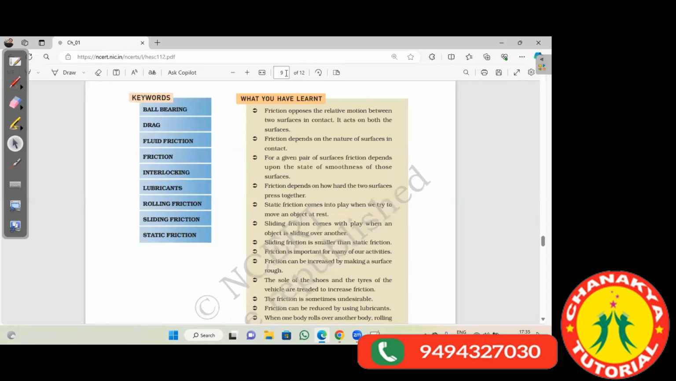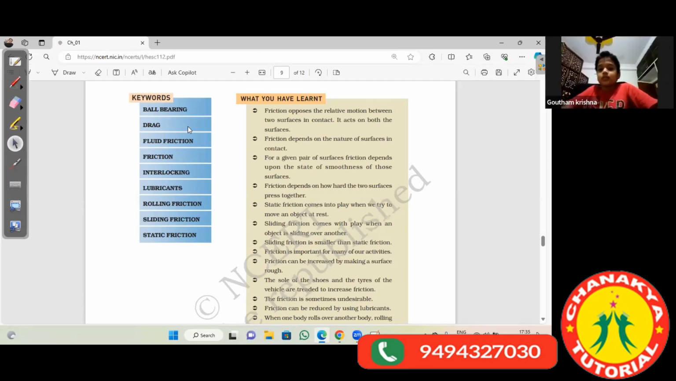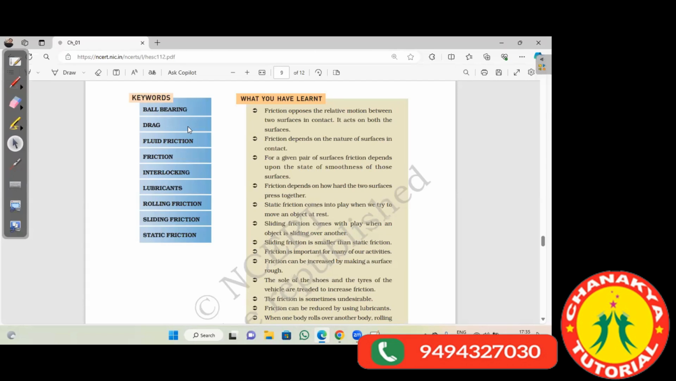Again, see these terms also. What are ball bearings? Who will explain what ball bearings are? Sir, they use rolling friction. They use rolling friction. But actually, can anyone define what ball bearings are? Sir, it reduces the friction. They are used to reduce friction. That is also correct. But can anyone explain to me?